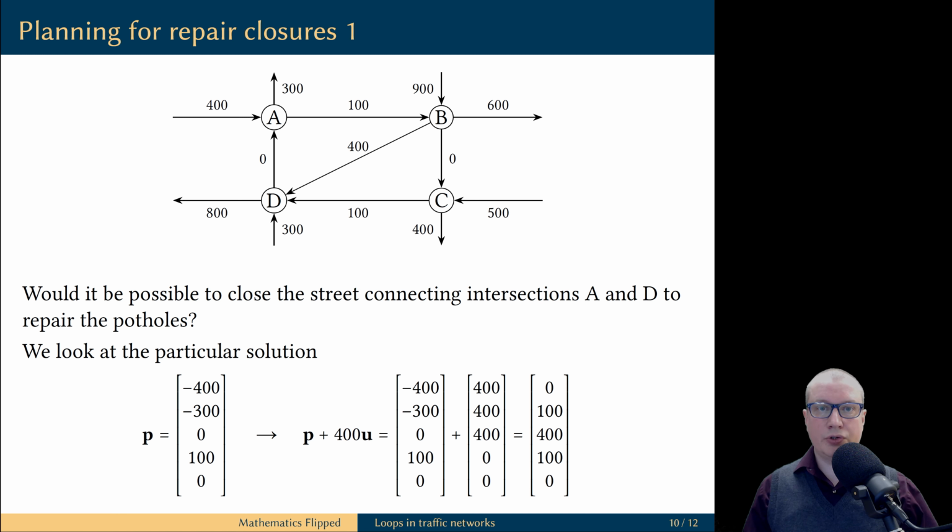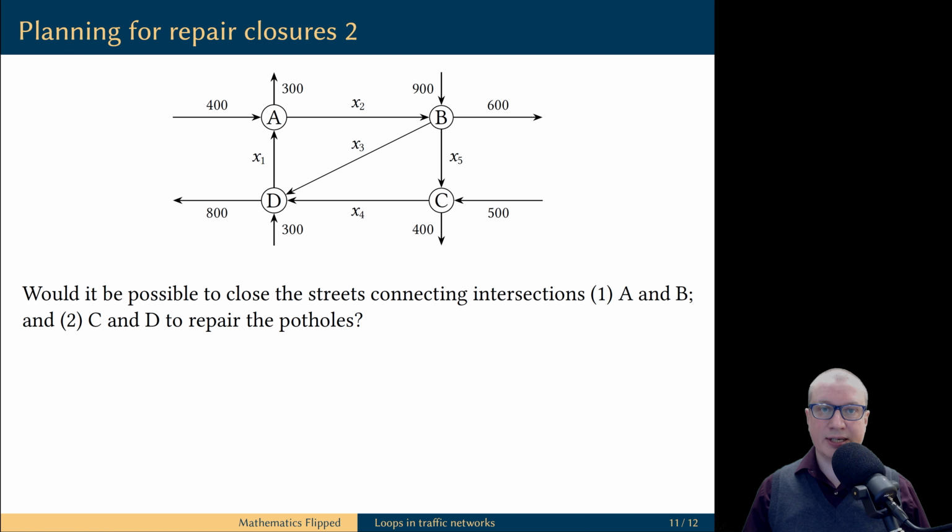In the language of solutions of linear systems, we are adding a scalar multiple of the vector u by 400. The vector u comes from the null space of the matrix A, and it corresponds to one single car moving along this loop. Now we have a particular solution which does achieve our purpose. We have closed the branch that goes from D to A, yet the traffic in the entire network is still balanced. Encouraged by our first success, we decide to become more ambitious.